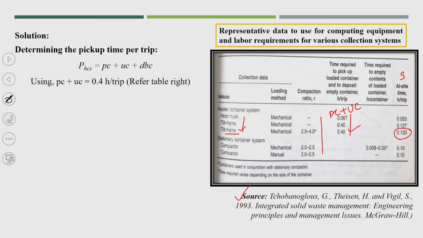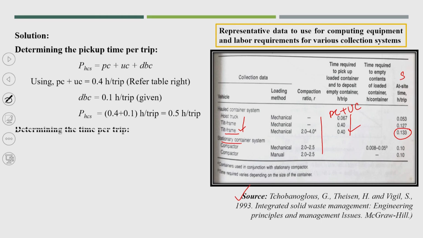Okay. So, suppose in the exam this table will not be given, but the values will be given, or otherwise this table will be given. You have to find the values based on what kind of vehicle and what kind of collection system, whether it is a haul container system or a stationary container system, because this table is given for stationary container systems also. Now, this DBC is given, that is 6 minutes, which we converted to 0.1 hour per trip. Now, we calculate PSCS as the sum of PC plus UC plus DBC, 0.5 hour per trip.